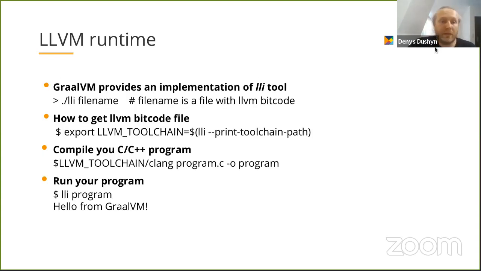First, what is the LLVM runtime? As we know, for some languages it's possible to compile not to native code, but to an intermediate language, LLVM bytecode, and Graal Virtual Machine provides an interpreter for this bytecode. So after installation, this interpreter will be available, and also a Clang compiler that can produce LLVM bytecode. So if you want to write some program in C++, just translate it into LLVM bytecode and run that program. Like on this slide.